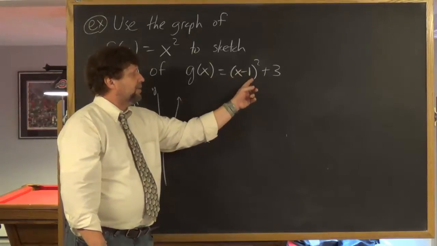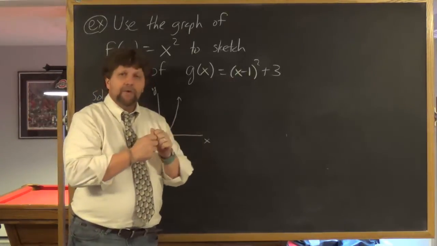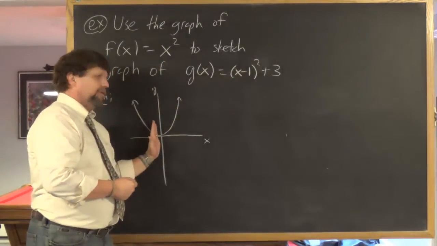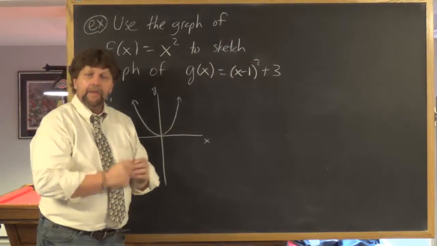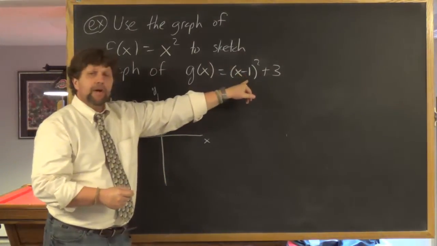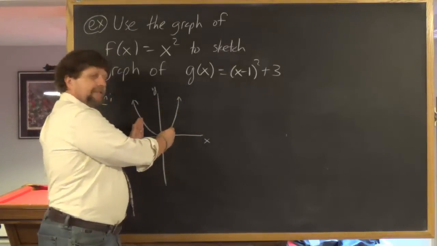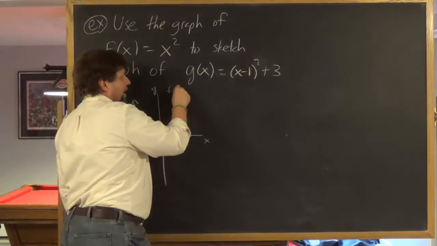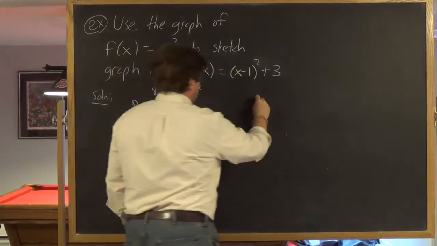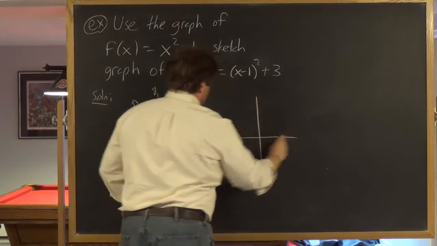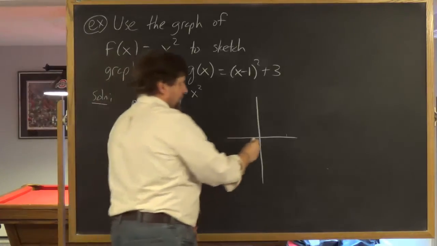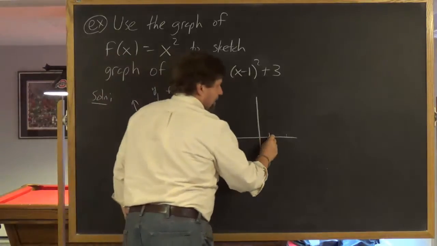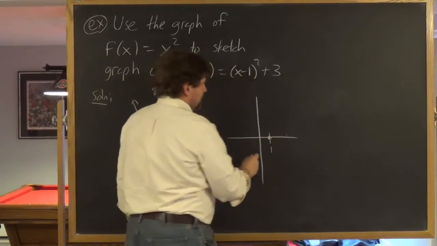When I see (x minus 1) quantity squared, what that x minus 1 means is I'm going to take the graph of x squared and shift it to the right 1 unit. If it were (x plus 1) quantity squared, I would take the graph of x squared and shift it to the left 1 unit. So this is the graph of x squared. If I take this graph and shift it to the right 1 unit, that means this point right here is going to end up here at the coordinates (1, 0).